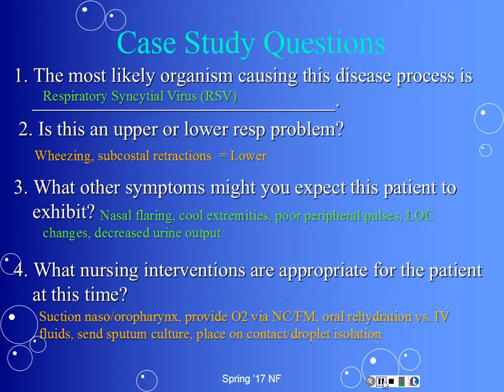They want to confirm that it's RSV, so they're going to have to send a sputum culture, which is going to be pretty easy to collect if he's got that many secretions. And then we're going to place him on contact droplet isolation. Okay. Very, very contagious. We don't want to share it, especially with other babies.